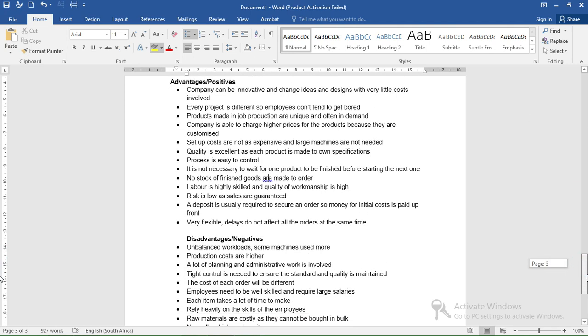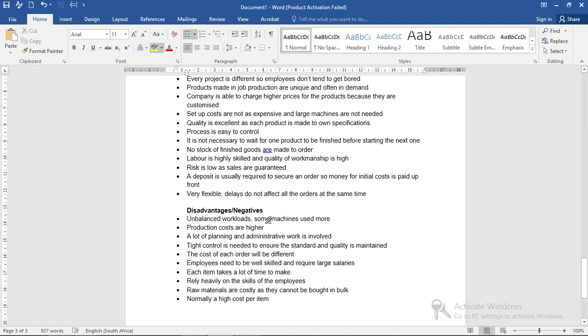Disadvantages of this are workloads, right? Unbalanced workloads. There are high chances that sometimes you can receive too many orders, and all of them need to be done specifically according to the requirements, and it's hectic. Production costs are high because you do each project separately, and it requires its own things. You buy things only specified for that project. When it's done, whatever things you're left with, you cannot use them anymore.